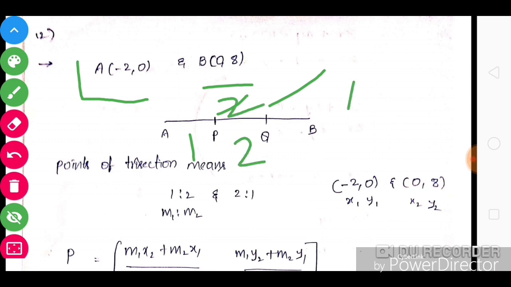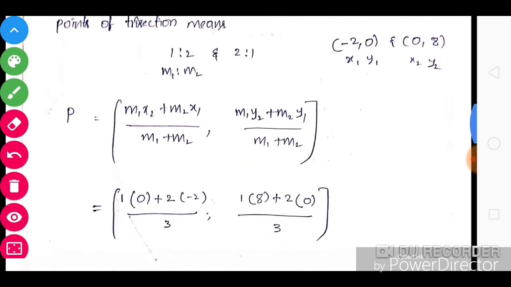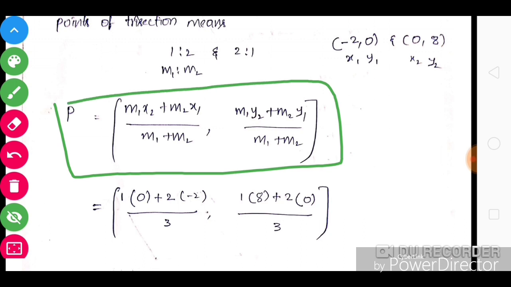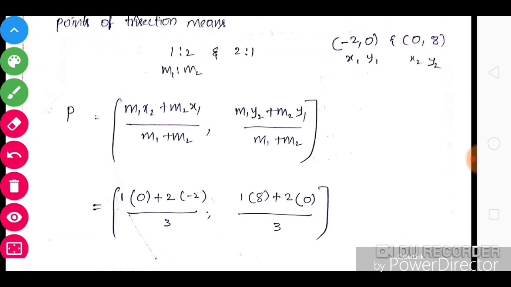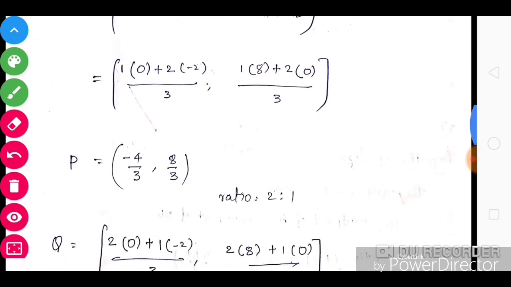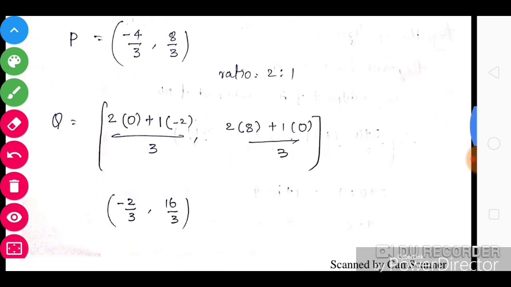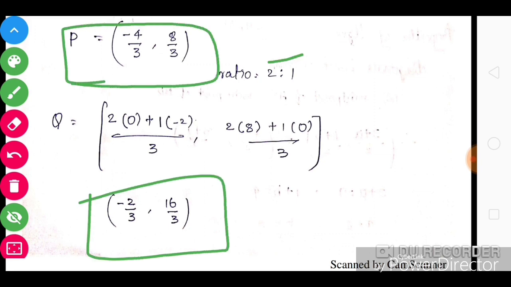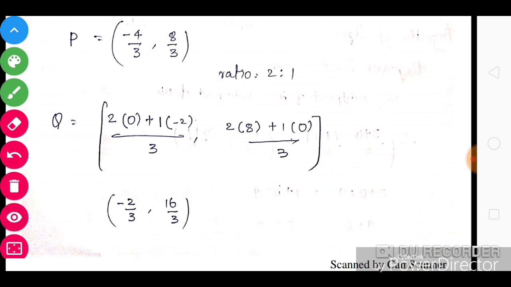So if you use the section formula, it will be (m1x2 + m2x1) by (m1 + m2), (m1y2 + m2y1) by (m1 + m2). For P, m1 is 1, m2 is 2. Already we know x1, y1 and x2, y2. If we substitute here, we'll get P as (-4 by 3, 8 by 3), and Q as (-2 by 3, 16 by 3).